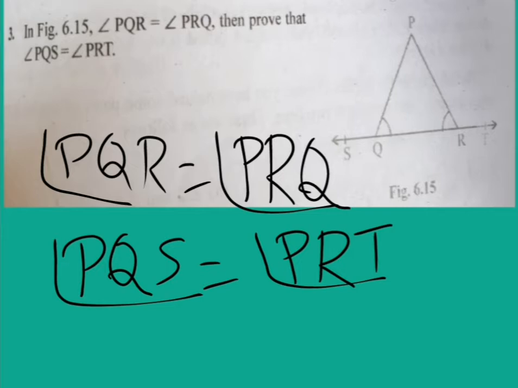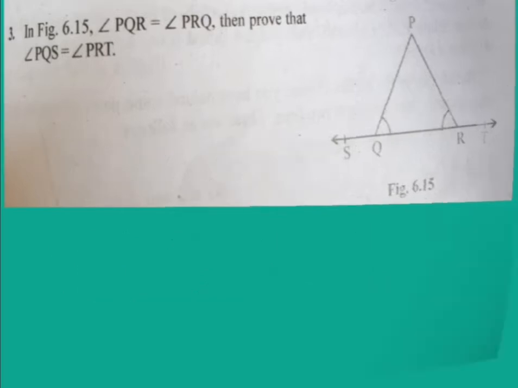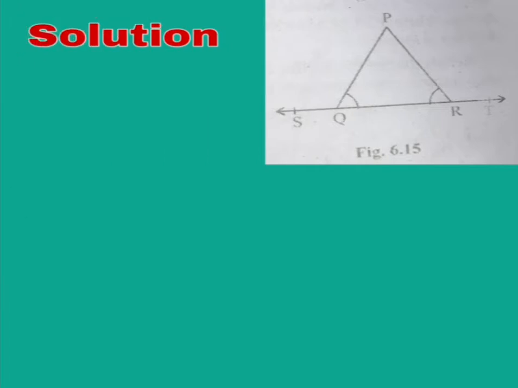So let us try to understand this question. This PQR angle and this PRQ angle are equal to each other. They are having the same measurement. So we should show that the exterior angle formed, that is PQS, and the exterior angle PRT are also equal to each other. That thing we have to prove in this question. Let us see how to solve this question.